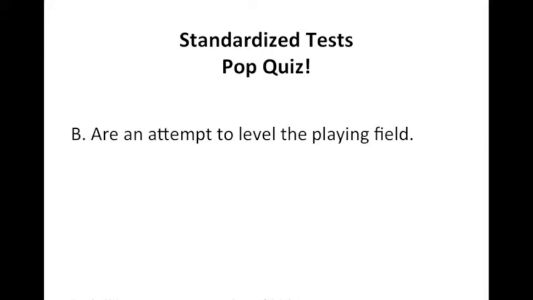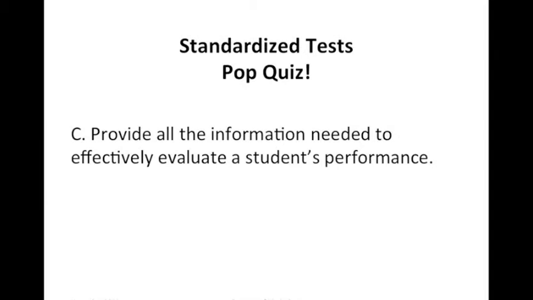Okay, so we have nobody for A. We have one person for B. Moving on to C: they provide all the information needed to effectively evaluate a student's performance. Okay, Susie, do you want to speak to that? You got your answer in via the question thing pretty quick. Oops, Susie, do you not have a microphone either? Nope. Okay, Peg, I saw your hand up.